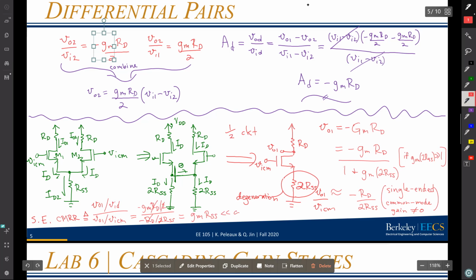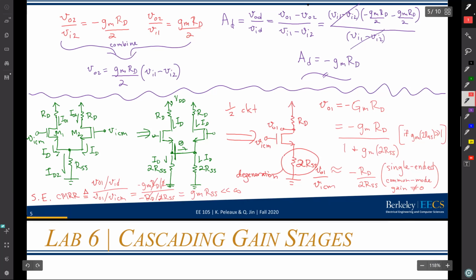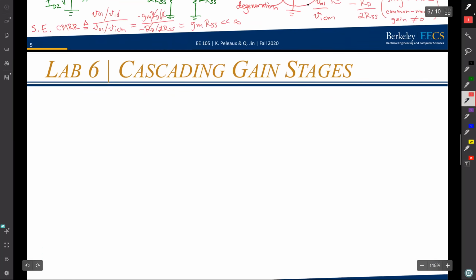So that's much less than infinite. So the lesson here is if you are taking your output single-ended, your common mode rejection ratio is going to be much worse. Basically, the difference between your differential and your common mode gain is not going to be nearly as high.